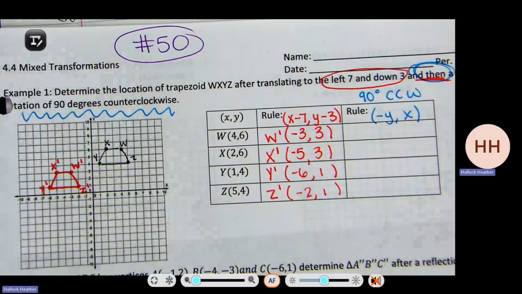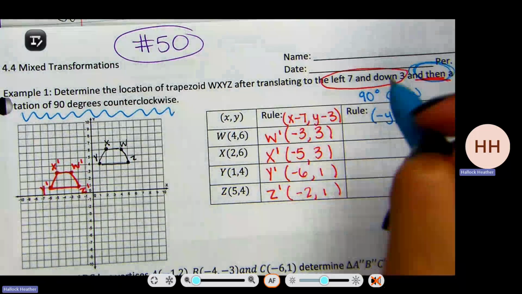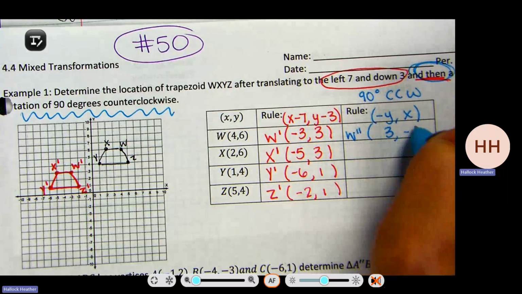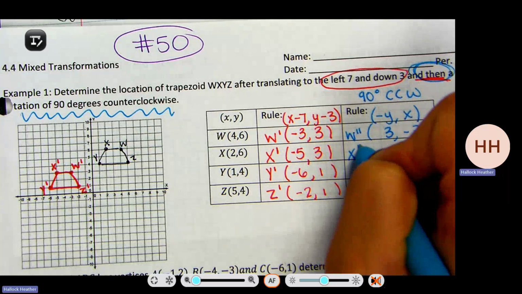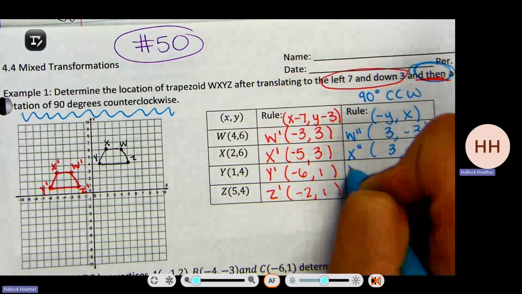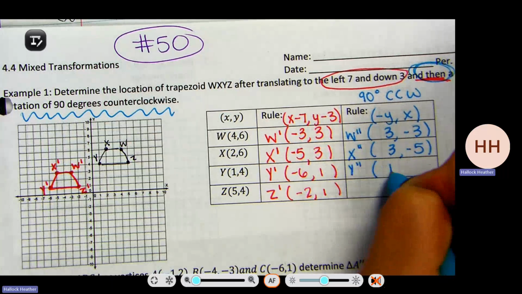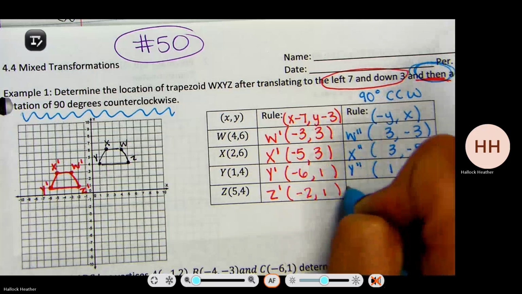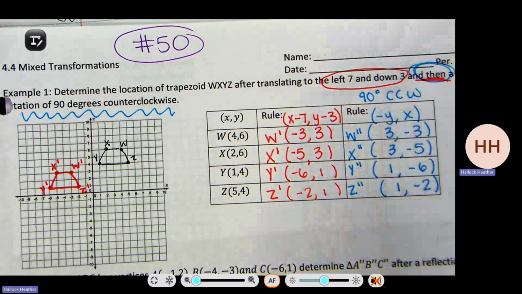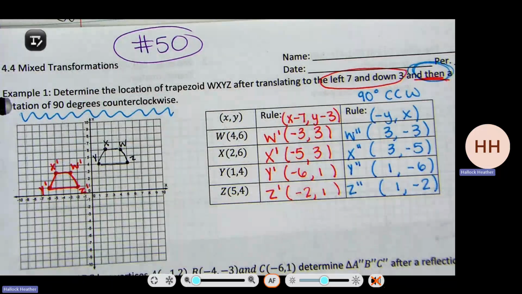I'm going to flip the coordinate first. So all I'm going to do is flip every single coordinate. So W double prime, I'm just going to flip it for now. X double prime, I'm just going to flip it for now. Y double prime, I'm going to flip it for now. So all I did was flip it so far. What is the second thing I have to do to the coordinate? Change the sign specifically just to the front.